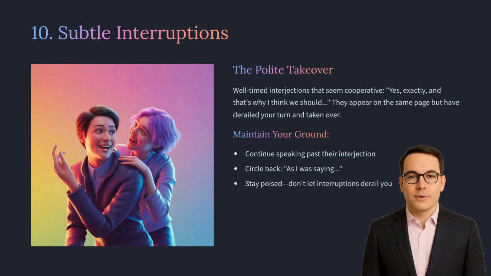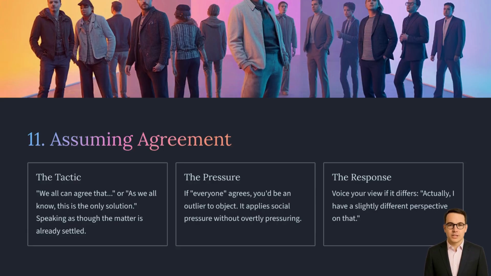To maintain your ground, you might continue speaking a bit past their interjection, politely but firmly finishing your thought, or circle back, "as I was saying," and complete your point. It can also be useful after they finish to calmly say, "I'd like to add back to what I was saying earlier," which reminds everyone that you hadn't completed your thought. Staying poised is key. By not letting a subtle interruption derail you, you signal that you're not so easily edged out. 11th, assuming agreement, speaking as if everyone agrees.